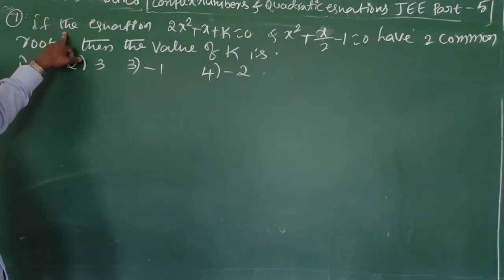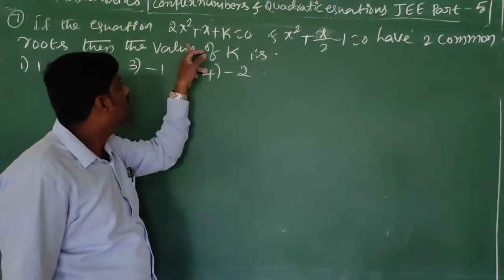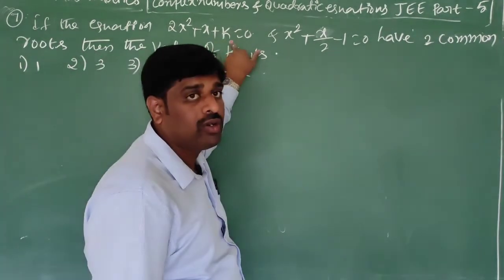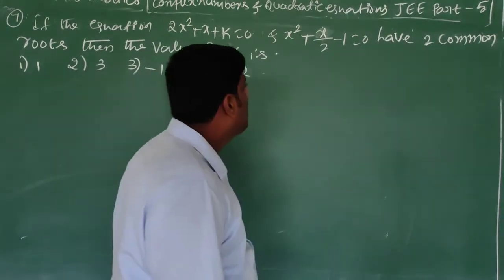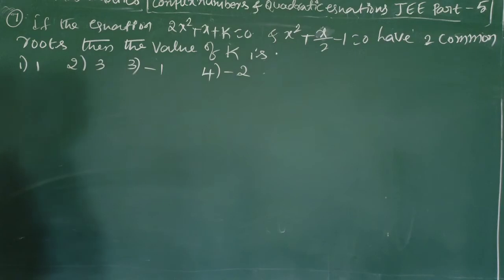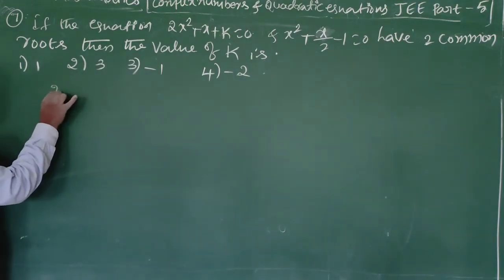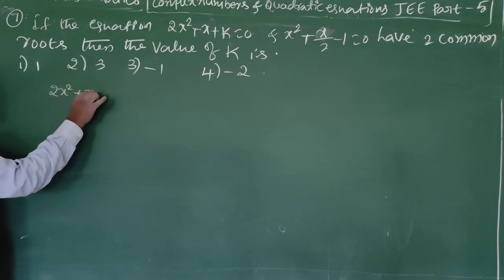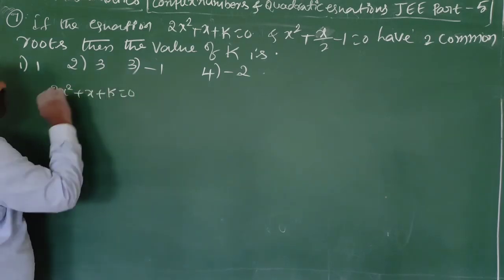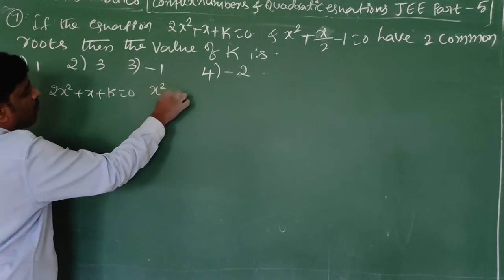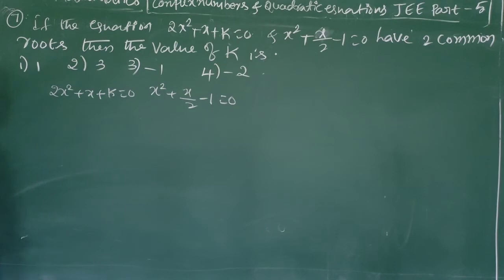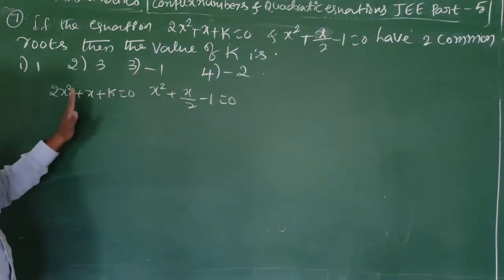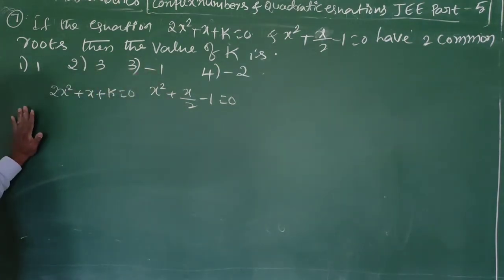Next question is, if the equations 2x square plus x plus k is equal to 0 and x square plus x by 2 minus 1 is equal to 0 have two common roots, then find the value of k. First, what is the equation? 2x square plus x plus k is equal to 0. x square plus x by 2 minus 1 is equal to 0. Two common roots of this equation. So already I discussed the synopsis.